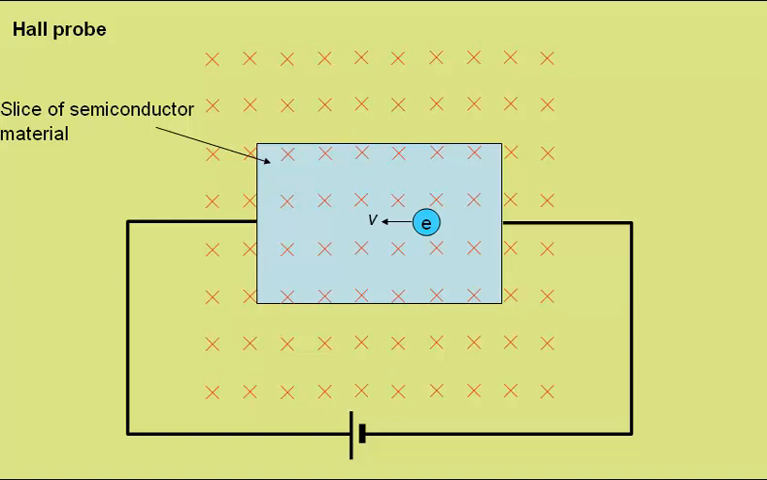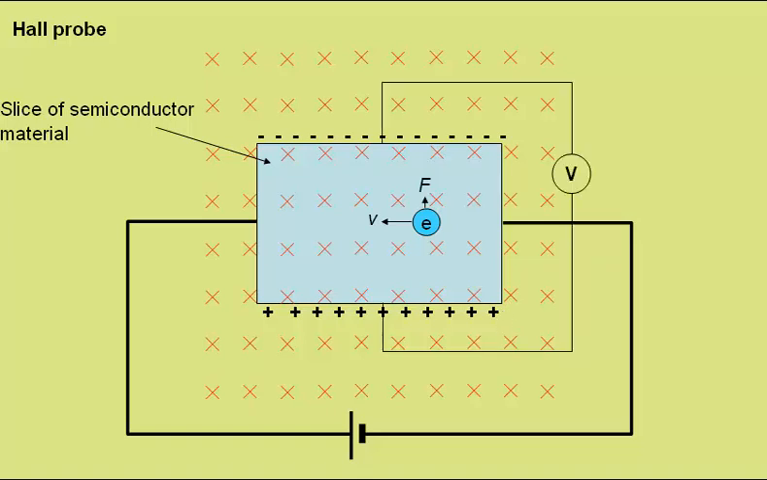The electron is a charged particle moving through a magnetic field, and so it will experience a force in this direction. This will lead to a build-up of negative charge on this top surface and a deficit of negative charge, therefore a positive charge, on the bottom surface. Placing a voltmeter across these surfaces allows us to measure the potential difference between the top and the bottom of the semiconductor material, and this potential difference will be in direct proportion to the strength of the magnetic field.